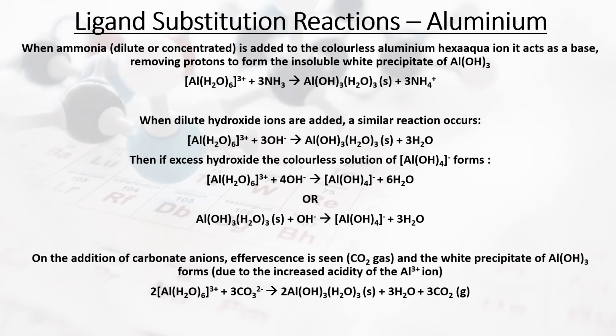So again, sometimes it's fine to write either equation. Sometimes the question might ask you to write it out assuming that you've added dilute first and then excess. So just be careful with the question. And again, here we have aluminium. It's a 3+ ion. It's a very acidic ion. And so if we add carbonate anions like we saw for the Fe3+, because of the acidity of the Al3+ ion, we see effervescent CO2 gas being given off, and the white precipitate of our aluminium hydroxide, Al(OH)3(H2O)3, because our carbonate anion acts as a base rather than a ligand, and therefore takes the protons from the water, and so you form the hydroxide precipitate, H2O and CO2 gas.